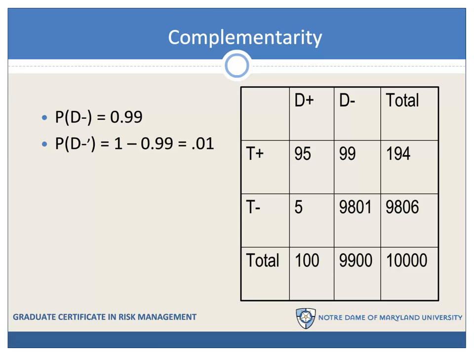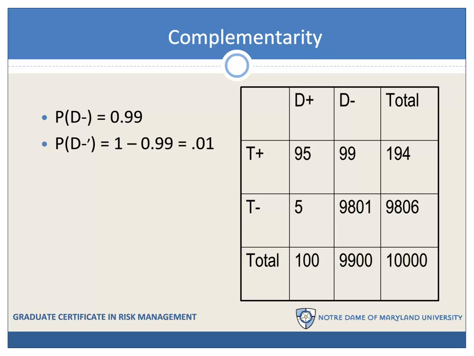The first rule to make sure you know is the complementarity rule. The complement of an event is all outcomes that are not that event. So I've given you an example here. The event is the probability that a randomly selected person is disease negative. And that probability, looking at the table now, you can see the total number of disease negative in the bottom row, 9,900 out of 10,000. So that gives us a probability of disease negative of 0.99.